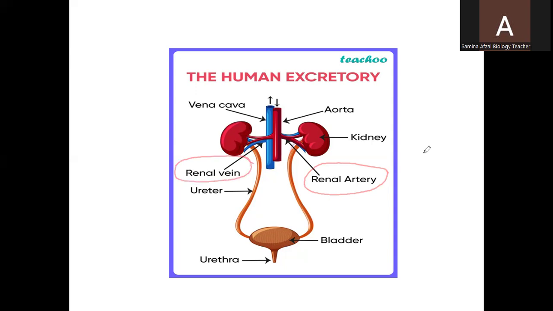From the pelvis side of the kidneys, two ureters arise, which open into the bladder because the ureters transport the urine from the kidney towards the bladder. The urine is stored in the bladder for some time and it is excreted through the urethra.